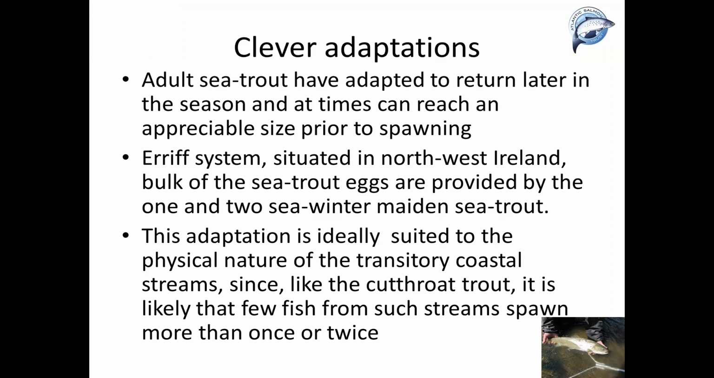These were sea trout that had spent a full year or full 2-year period at sea. So the bulk of the fish that were laying eggs was concentrated in just a very small number of year classes. And when you think about it in terms of the small streams, this adaptation is ideally suited to the physical nature of the transitory coastal streams, because like the cutthroats, it's likely that few fish from these streams will succeed in spawning more than once or at most twice. Whereas in some of our larger sea trout fisheries, sea trout can spawn up to 8 times. So again, you can see that that's been an evolution towards that feature rather than something that perhaps was inherent in them when they first moved in from the salt water.